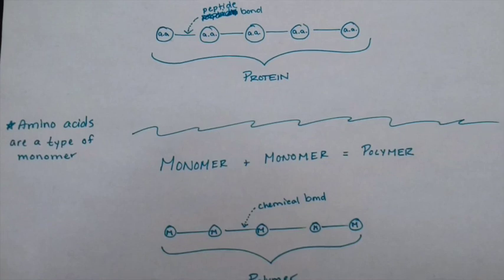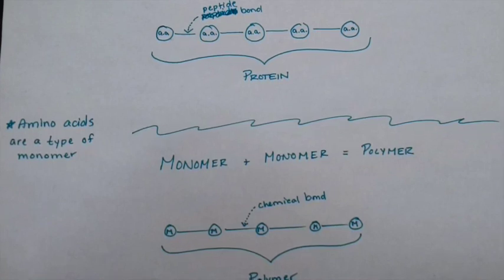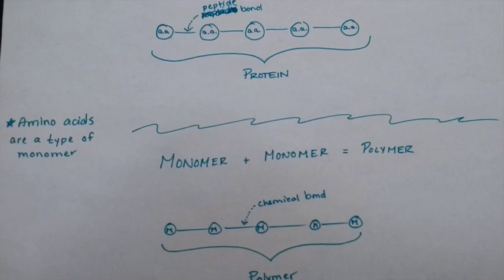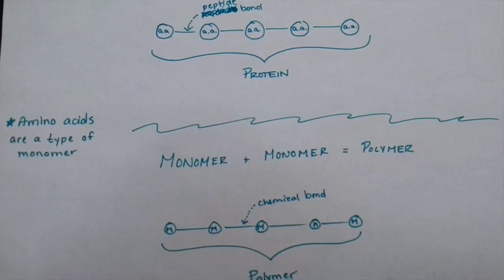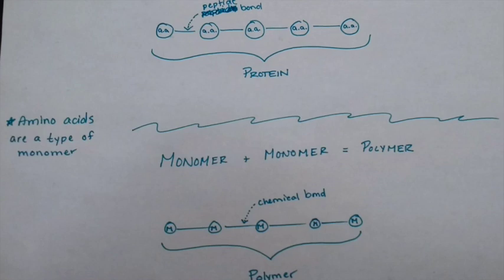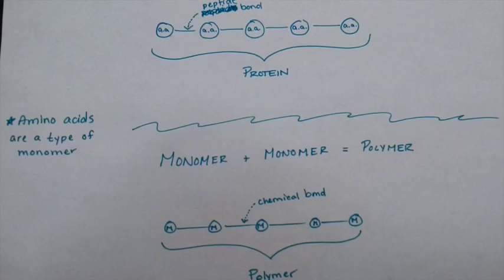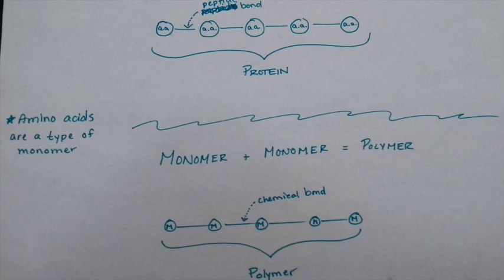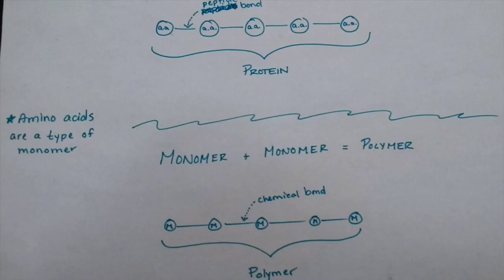And the polymer could be, like I said, a protein. It could be a nucleic acid. It could be a lipid, or it could be a carbohydrate. And each one of those monomers will be a little bit different. For example, for nucleic acids, the monomer is not amino acids, but nucleotides. But we'll get more into that as we start talking about macromolecules.